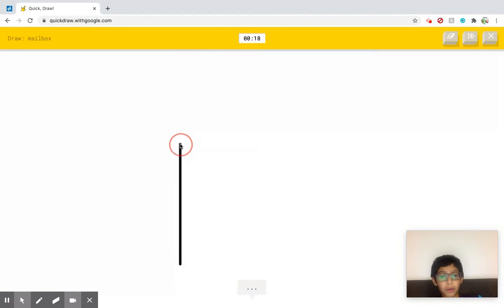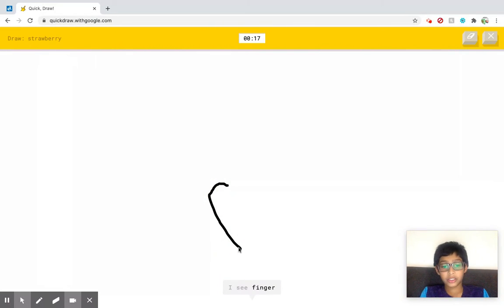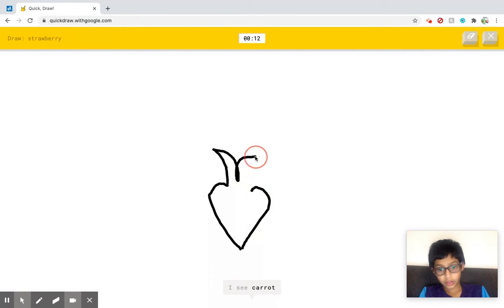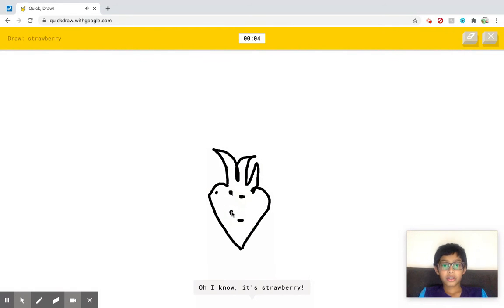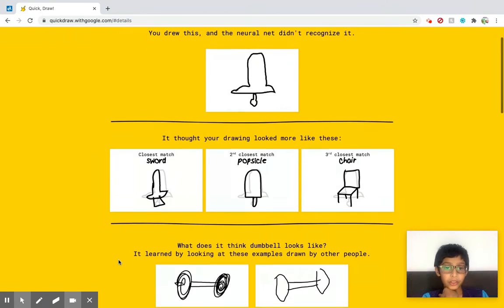Okay, a mailbox. I see line, or magic wand, or street light. Oh, I know, it's mailbox. You can tell I'm not very good at drawing. I see finger, or heart. I see carrot, or knee. I see hand. This is not a carrot. I have no clue what you're drawing. I see toe. Oh, I know, it's strawberry. Phew. Okay.